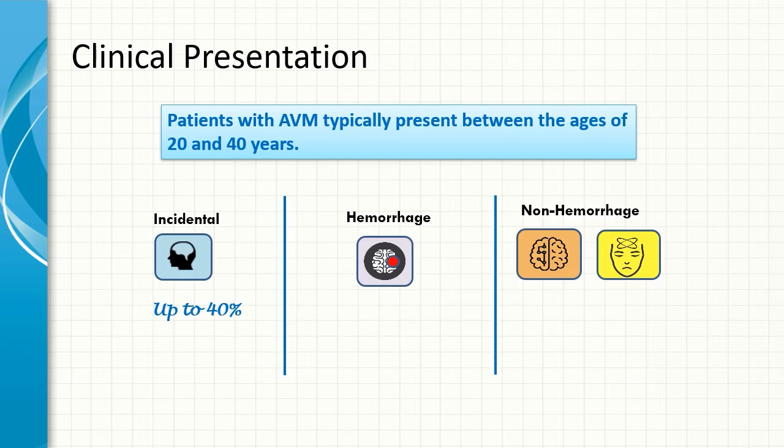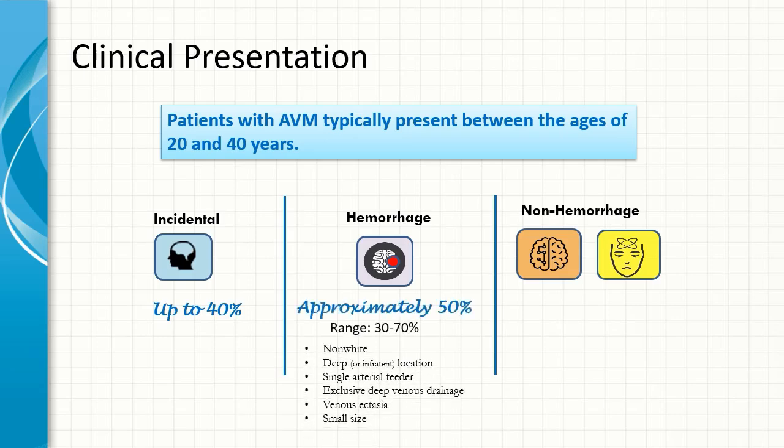Patients may present with hemorrhage. Almost half of patients present with hemorrhage, and there are certain risk factors for presentation with hemorrhage. Those include a non-white race, deep location or infratentorial, a single arterial feeder, exclusive deep venous drainage, venous ectasia, and small size. Patients may also present with non-hemorrhagic neurologic deficit, either seizure or focal neurologic deficit.